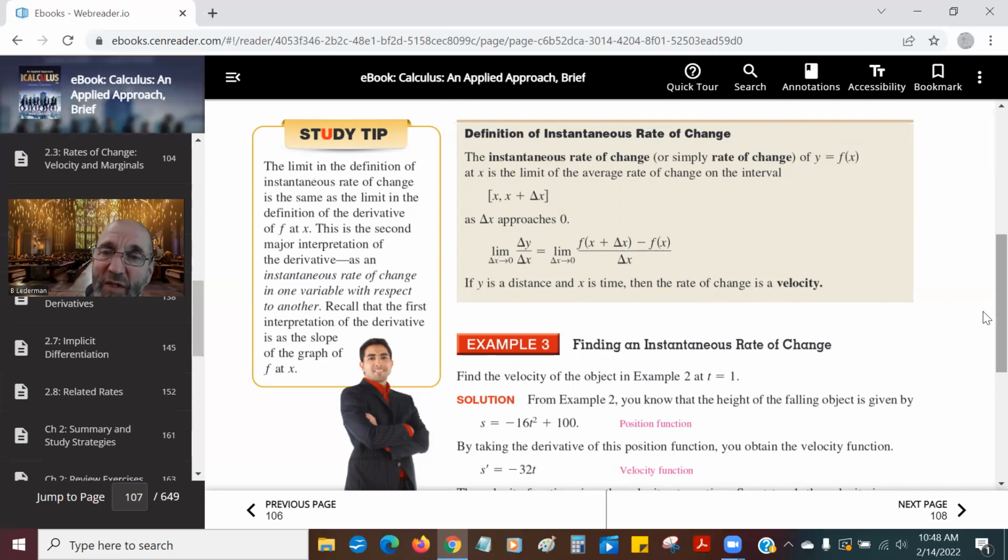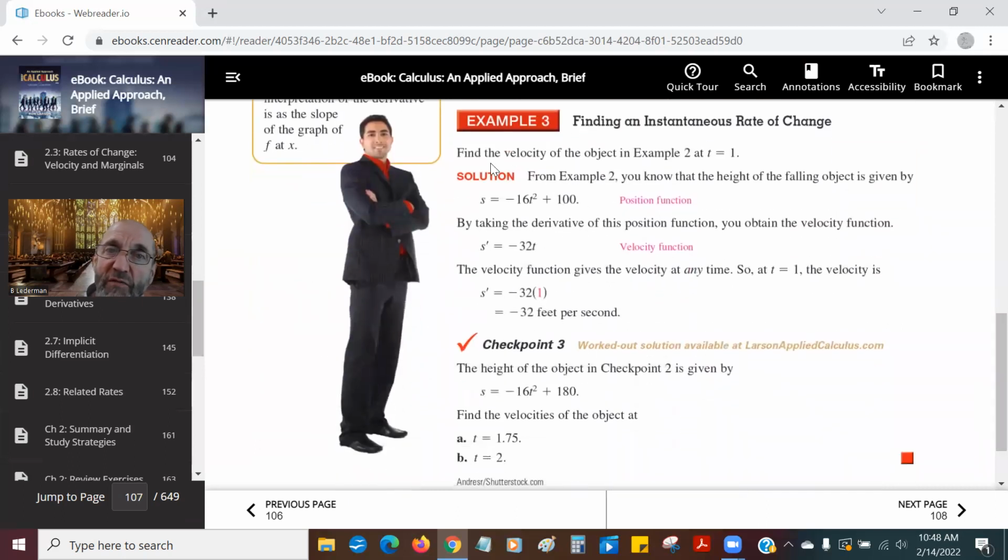So let's find the instantaneous rate of change, or the velocity, if you will. Find the velocity of the object in example 2 at t equals 1. Well, we know the position function: s is equal to negative 16t squared plus 100. Taking a derivative, we're using the power rule. The derivative of t squared is 2t. 2t times negative 16 is negative 32t. The derivative of 100 is 0 because the derivative of a constant is 0. Now I just have to plug in. We want t equals 1. We plug in t equals 1, and the answer is negative 32 feet per second. That is the instantaneous velocity.